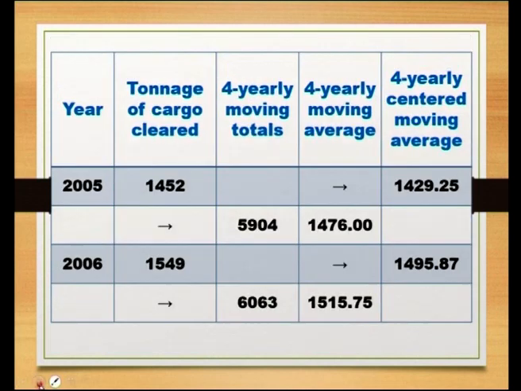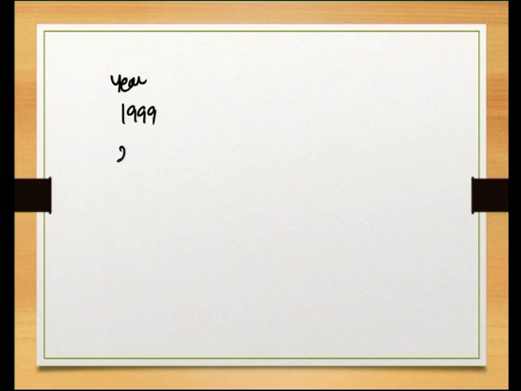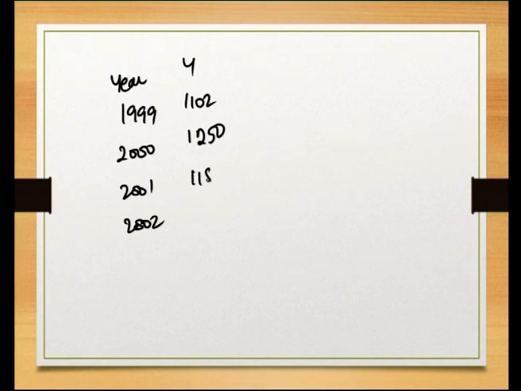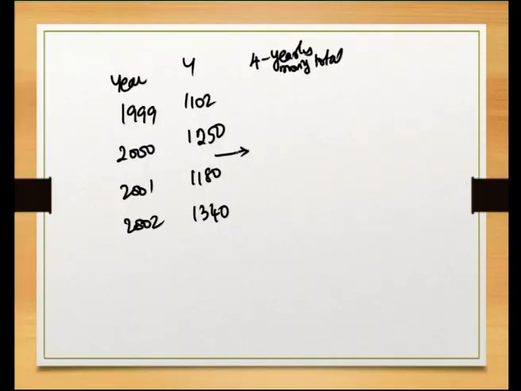It is like, you take year values, I will just write it for the first 4. Y values are 1102, 1250, 1180, then 1340. The 4 yearly moving total is written here in between 2000 and 2001. There is no extra row or extra year value between 2000 and 2001. It is written like this just for centering the values.